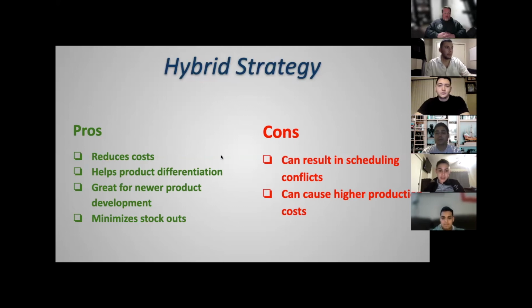Okay, hybrid strategy is a combination of level and chase strategies. There are not many cons to hybrid strategies because many companies use a mix of both chase and level strategies to help obtain their production goals. Some of the pros are it reduces cost, helps with product differentiation, great for newer product development, minimizes stockouts. Some of the cons are that it can result in scheduling conflicts and can also lead to higher production costs.